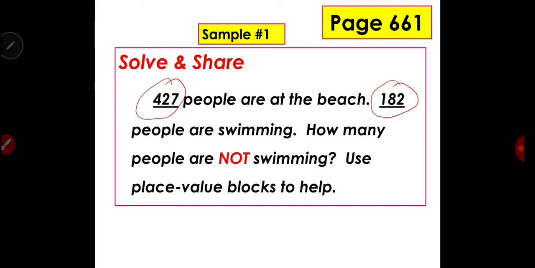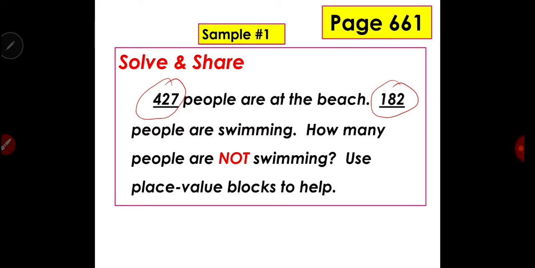Do you want me to repeat it? Alright. 427 people are at the beach. 182 people are swimming. How many people are not swimming? Use place value blocks to help.